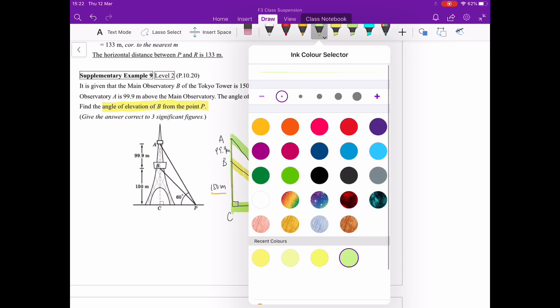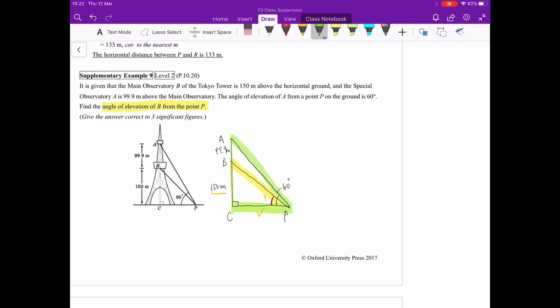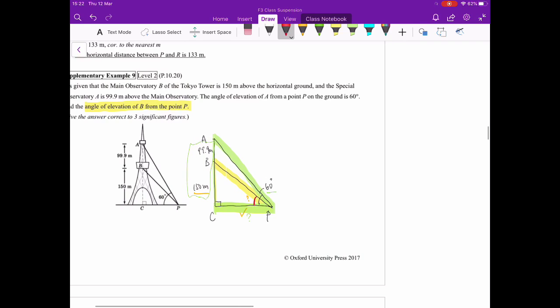For the green right angle triangle, you know the length of this side. Okay, the length of this side is known, and then one angle, and then you need to find out CP. So two sides and one angle. So relate them by sine, cosine, and tangent. So start the solution here. AC and CP means tangent ratio. So tangent 60 degree equals to 99.9 plus 150 divided by CP. So CP can be calculated by 249.9 divided by tangent 60 degree.